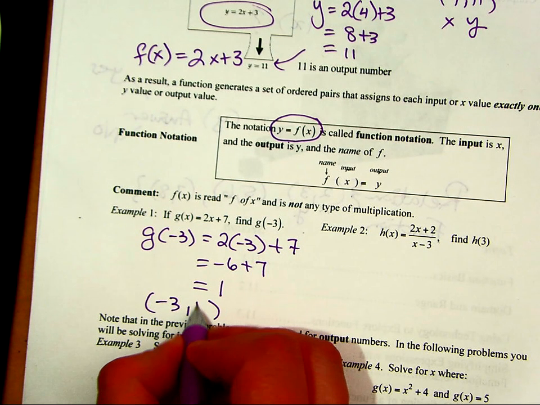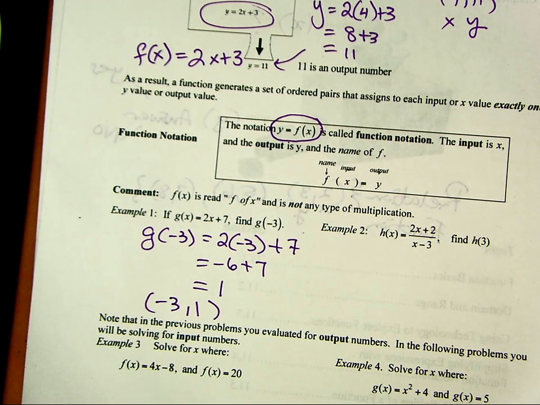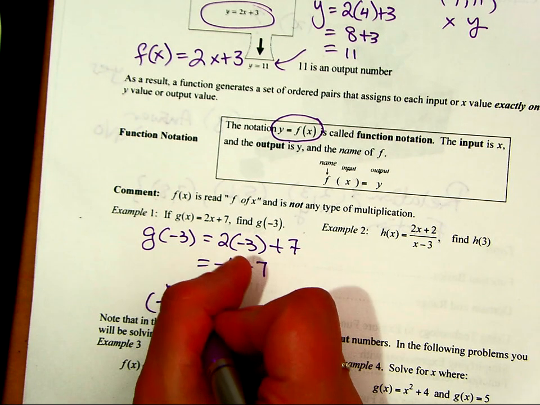Negative 3 and 1. Now, does it matter? Could I put it the other way? Could I put it 1, negative 3? Why not? Right. So it's an ordered pair, and we always put the x first and the y second.